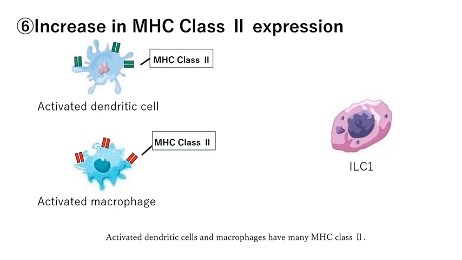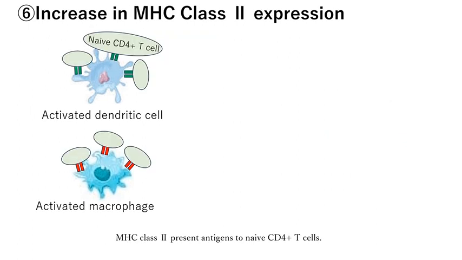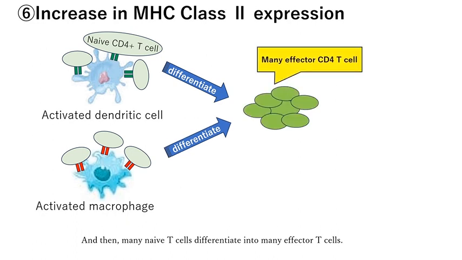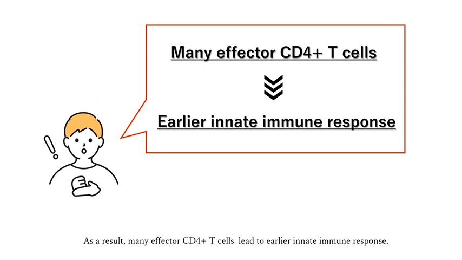Activated dendritic cells and macrophages have many MHC class II. MHC class II present antigens to naive CD4 plus T cells. And then many naive T cells differentiate into many effector T cells. As a result, many effector CD4 plus T cells lead to earlier innate immune response.